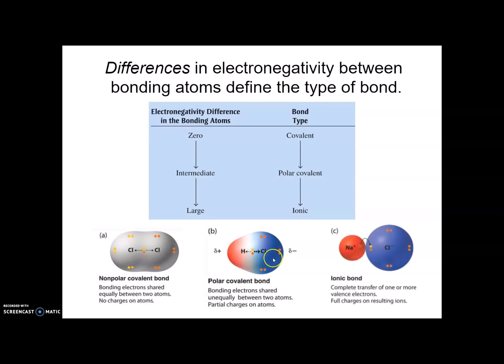And then if you take it to an extreme, if there's a complete transfer of electrons from a metal ion like sodium to a non-metal ion like chlorine, then you'll get a completely positive charge and a completely negative charge. Now, the atoms are still attracted to each other, but not because of a sharing of electrons. They're attracted to each other because now they have acquired opposite charges.